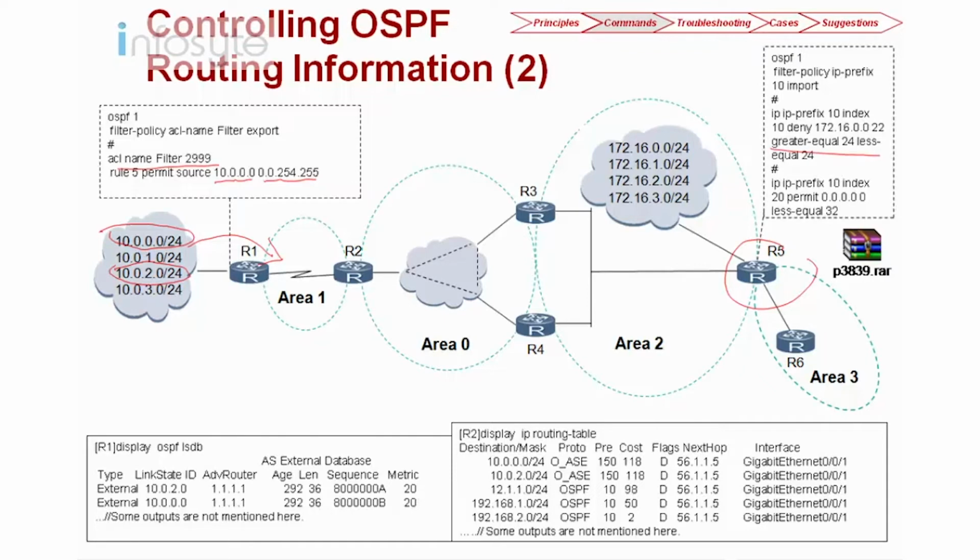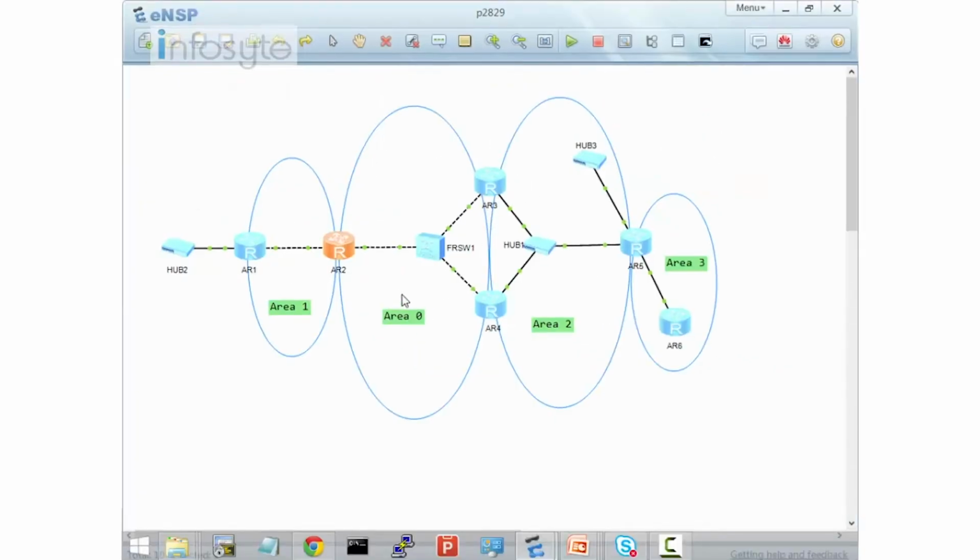And R5 is going to filter the routes. They filter 172.16.0.0/22 so it does not go to area 3. So R6 will not be able to receive it, because I am denying 172.16.0.0 but still permitting the rest. So over here, let me show you how we configure this on eNSP. First, I will do it on R5 to filter the route so it is not able to go to R6.